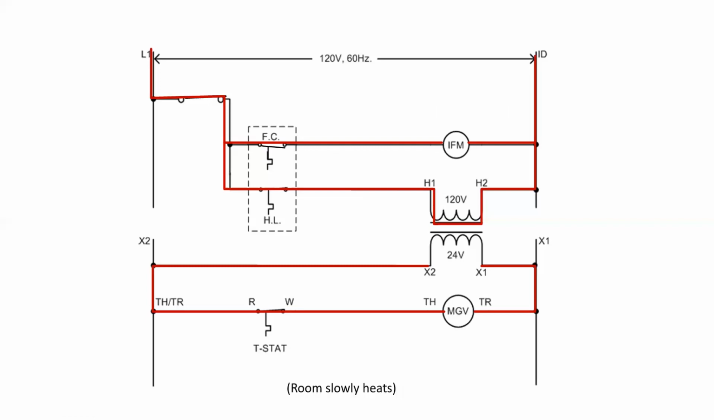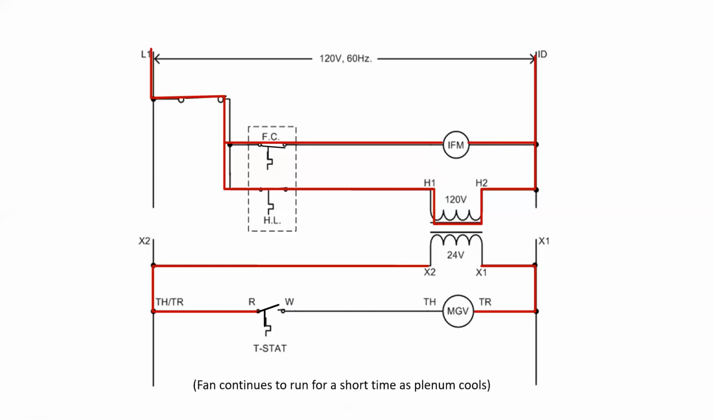The room slowly heats, and eventually the thermostat recognizes this rise in temperature to the desired room temperature. The thermostat then opens, de-energizing the main gas valve. Notice at this point that the main blower motor is still blowing hot air, and that's because the heat exchanger is still hot. The gas valve is de-energized, it has physically closed, and the main burner has extinguished.